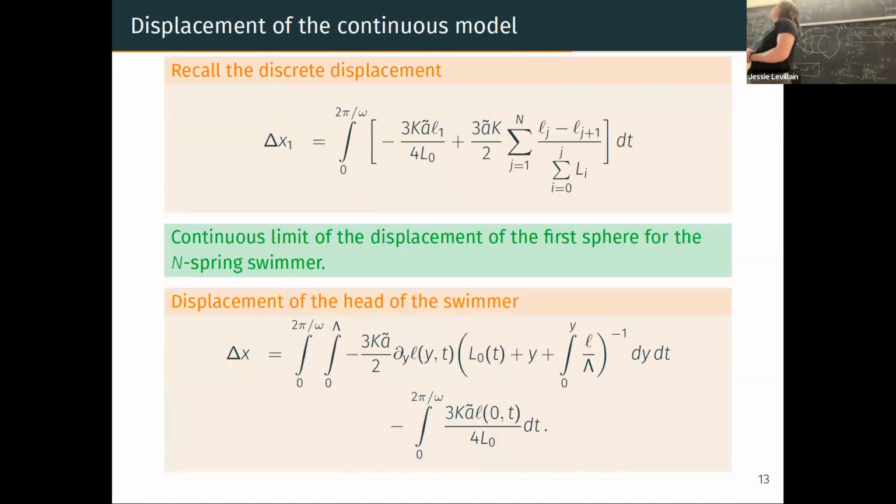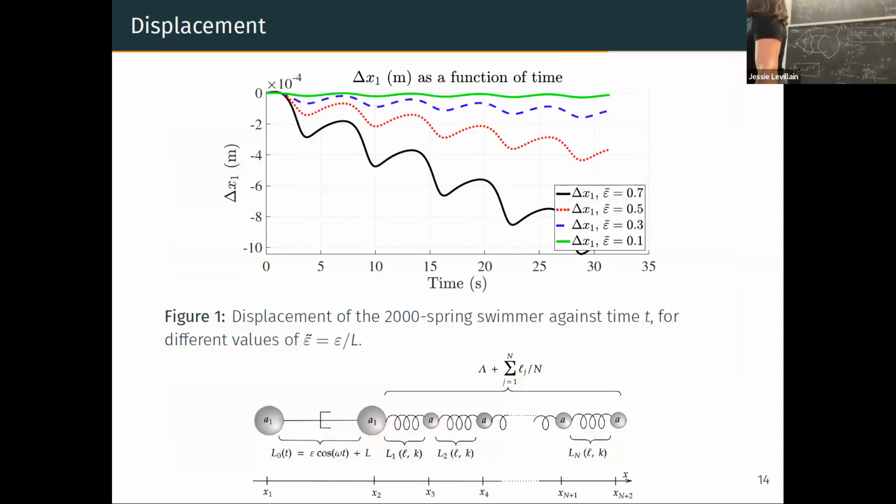Then, of course, we wanted to see the continuous analogy for this. So passing to the limit in the expression for delta x1, we find the displacement of the head of the continuous swimmer, which is really pretty, but not really usable in practice. So we computed our simulations using a large number of springs and the discrete displacements.